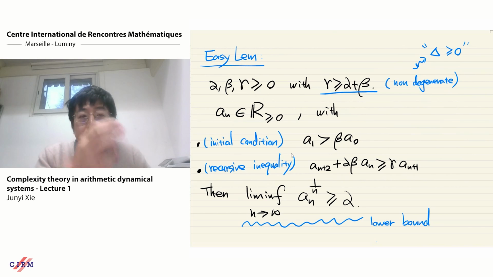So you can think of this easy lemma as saying that if you have some recursive inequality with some non-degenerate condition and an initial condition, then with these three conditions, you can get a lower bound of the limit inf.